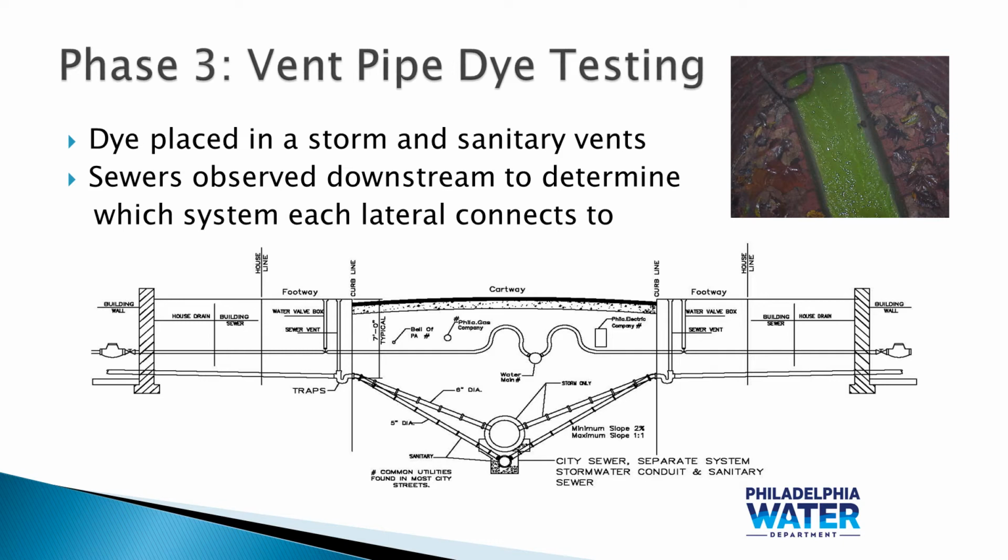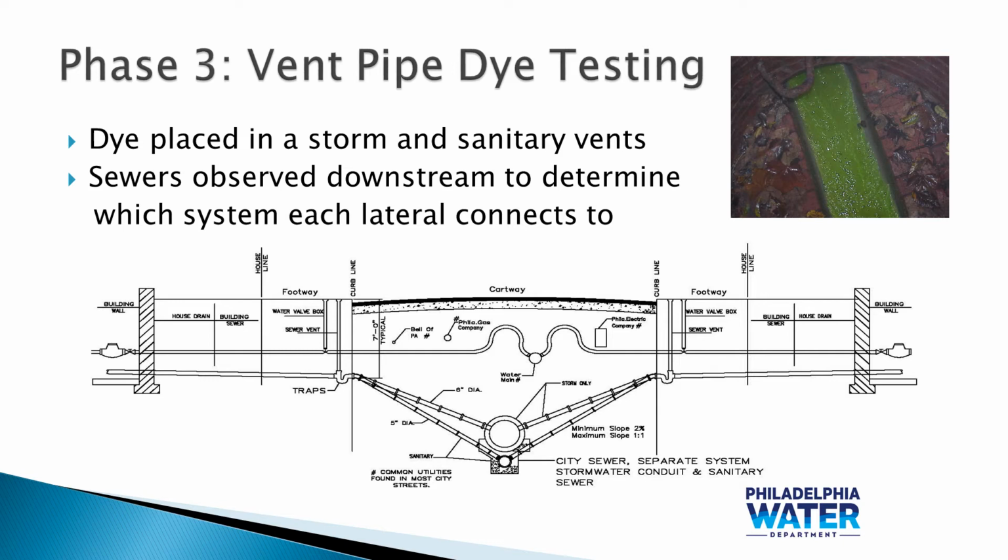During this phase of investigation, an environmentally friendly dye is placed in both the storm and sanitary lateral vents. While one employee is on the sidewalk applying dye, 2 other employees are downstream in the stormwater and wastewater collection systems. These 3 employees are working to communicate with each other and determine which system the dye enters.